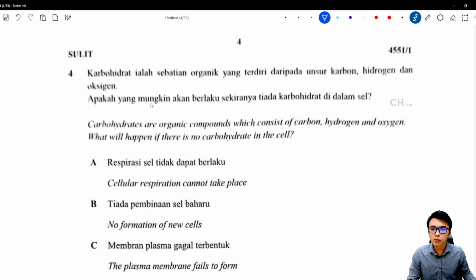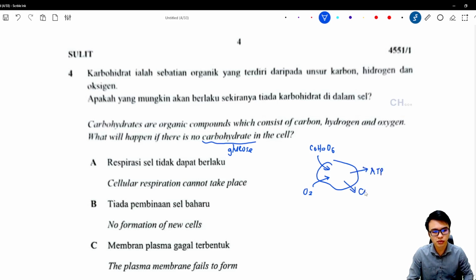Okay, continue. Carbohydrates are organic compounds which consist of carbon, hydrogen, and oxygen. So what will happen if there are no carbohydrates in the cell? Now, carbohydrates, for example glucose, is needed in cellular respiration. For example, you take in C6H12O6, the glucose, and then the oxygen to do cellular respiration to produce energy and carbon dioxide as well as water. So if there's no glucose, then no cellular respiration takes place. Answer is A for question 4.